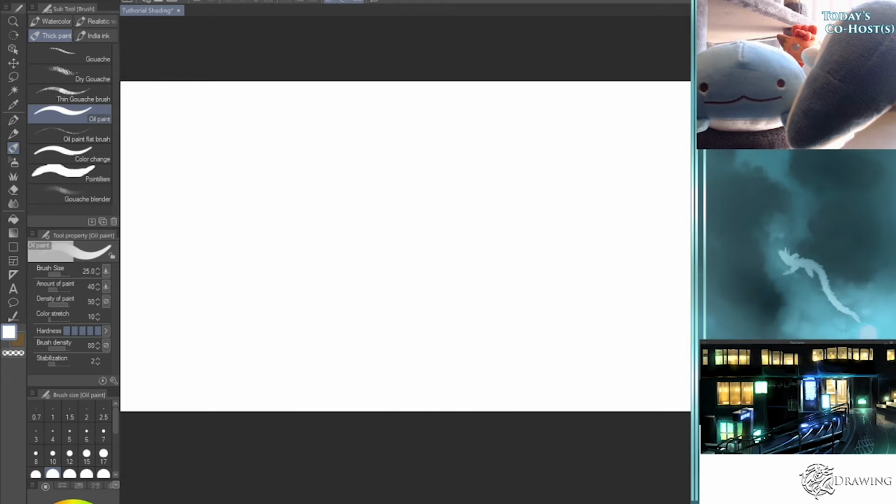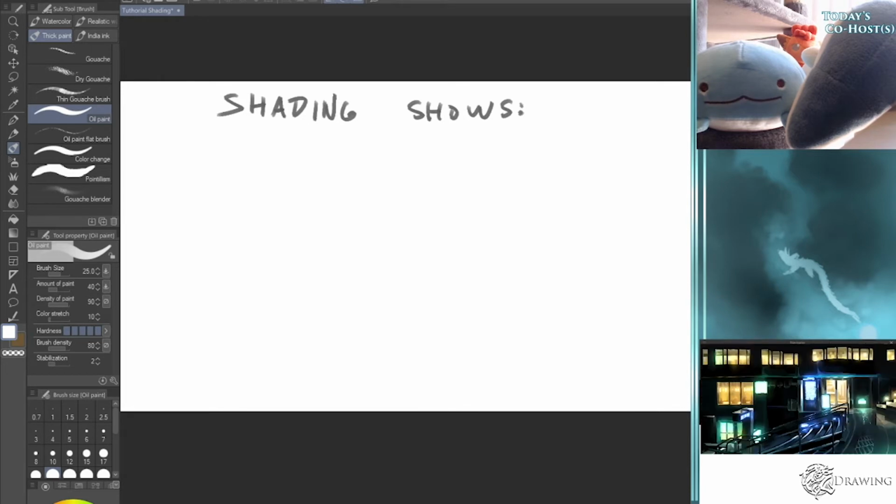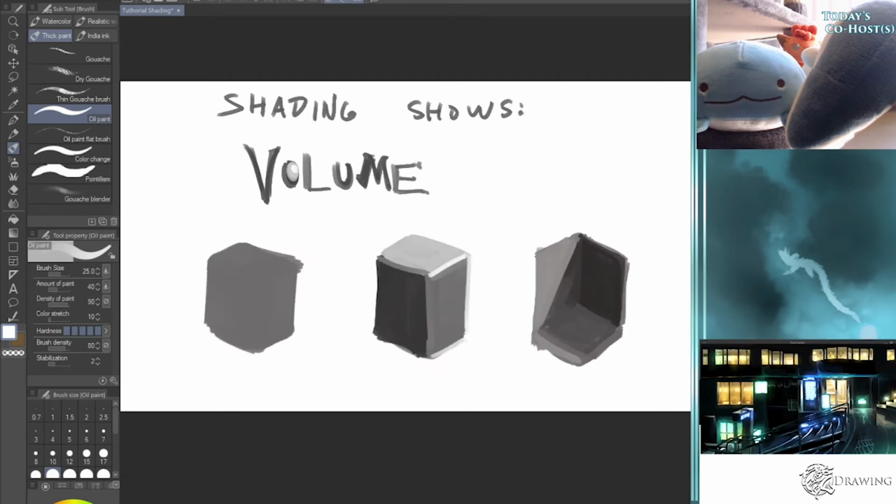What does shading show, then? That's a question that I think is interesting. If you correctly convey the effects of light, what are you showing with the shading that you make? Would anyone care to hazard some guesses? Volume. Yes, volume is the correct number one answer. The most important thing is that shading shows volume.